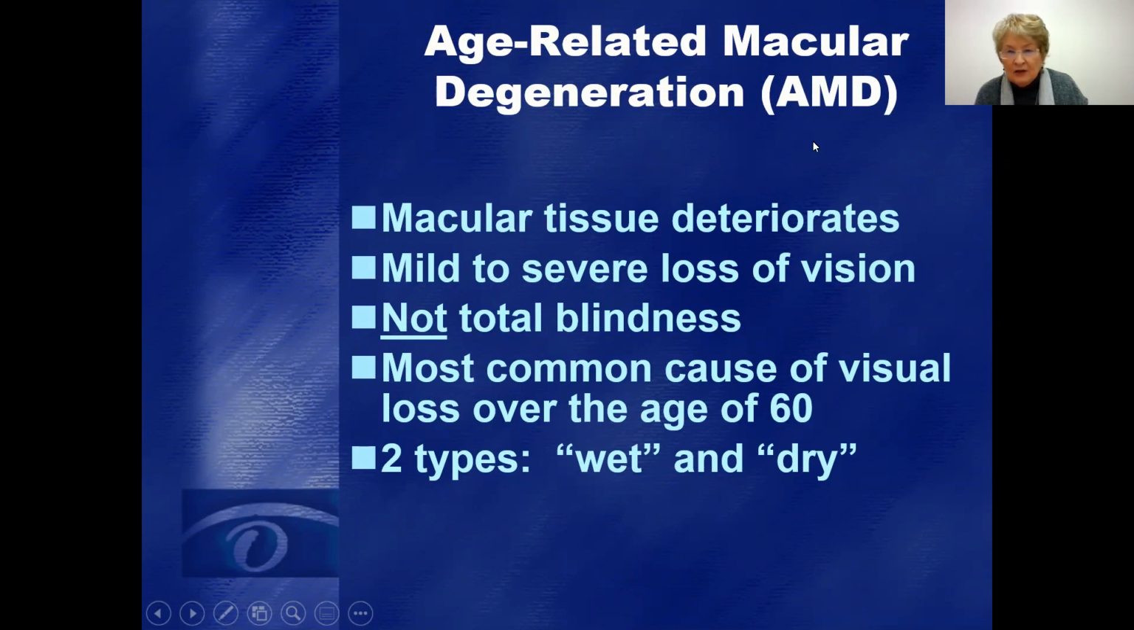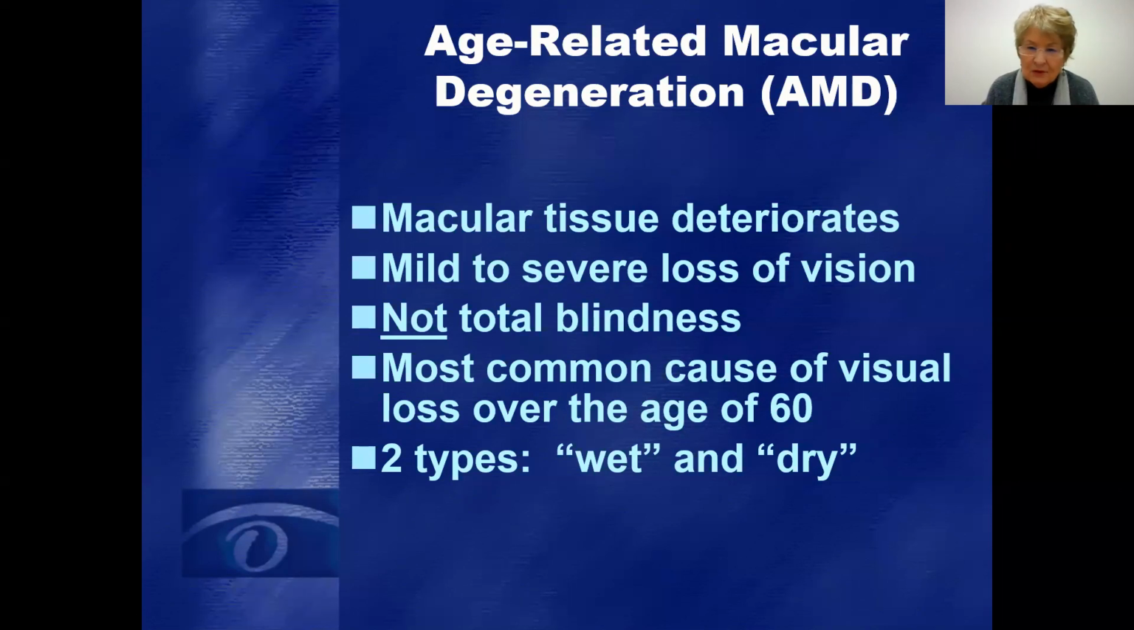So macular degeneration, what happens? The tissue starts to deteriorate. It's a mild to severe loss of vision. It is not total blindness. My own mom, and here I am in ophthalmology, finally said to me one day, oh, she had lost her central vision. She said, oh, I didn't realize I still have my side vision. So you never lose the peripheral or side vision with macular degeneration. But unfortunately, you're losing your clear straight ahead vision.